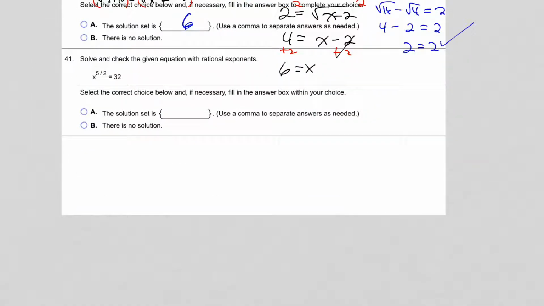Okay, so number 41, we're going to go ahead and cancel out this fractional power by raising it to the reciprocal power. So that's going to be 2/5.